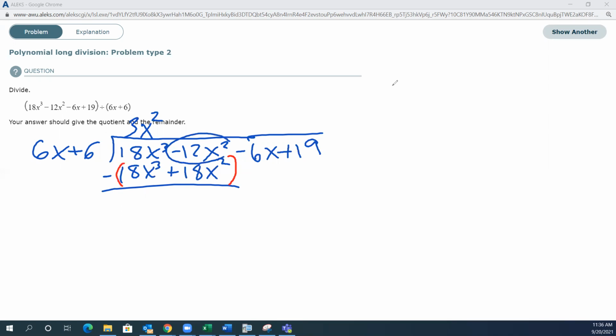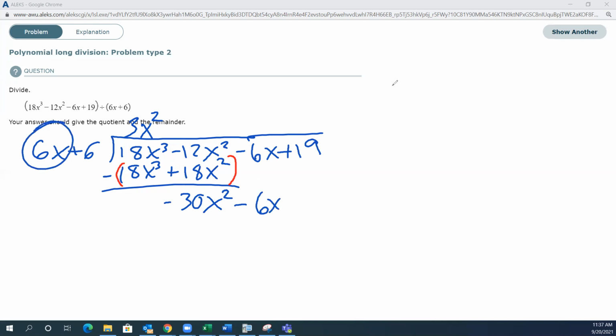And then I've got negative 12x squared minus 18x squared. That is minus 30x squared. Ka-chow. All right, now, what did we always do in long division? We would bring down the next number. So we'll bring down the next term, which is minus 6x. And we start all over.